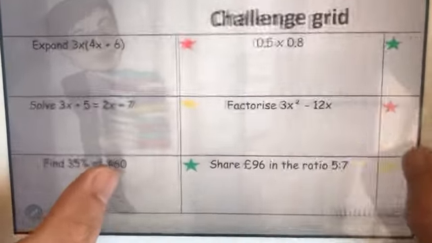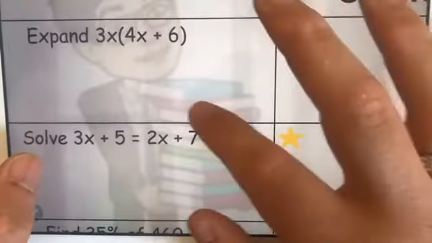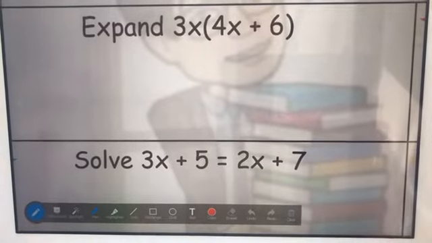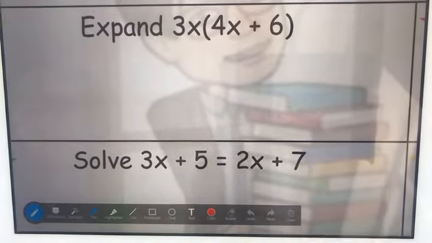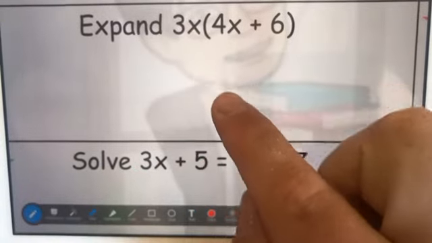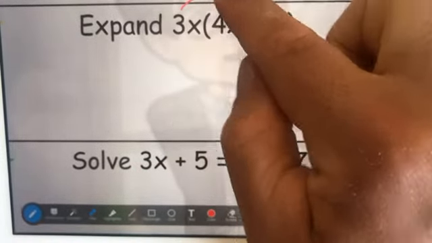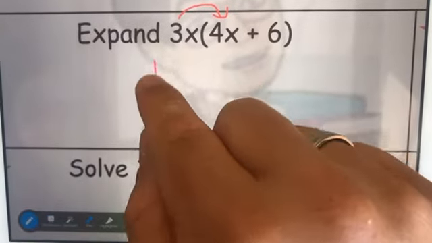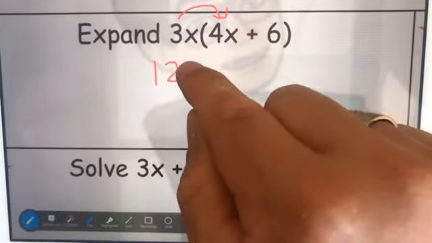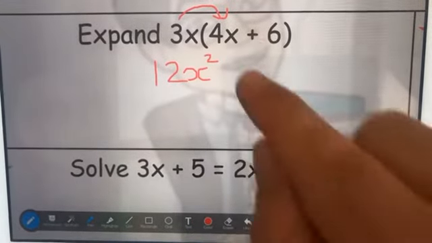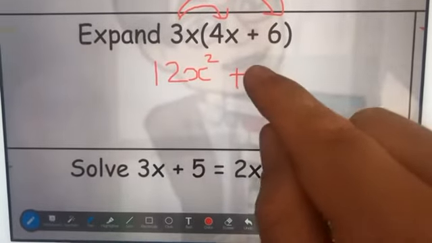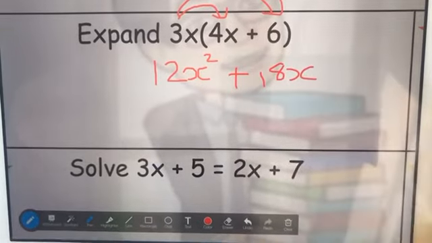Right guys, very quickly I'm going to go through each one. The first one is a little bit of expanding brackets. It's a very straightforward question, but you have to know how to do it. I'm going to do everything on the outside times everything on the inside. First, 3x times 4x: 3 times 4 gives me 12, x times x is just x squared. Plus goes in the middle. 3x times 6: 3 times 6 is 18, and x just goes on the end. So my answer is 12x squared plus 18x. That is the first one, worth 2.